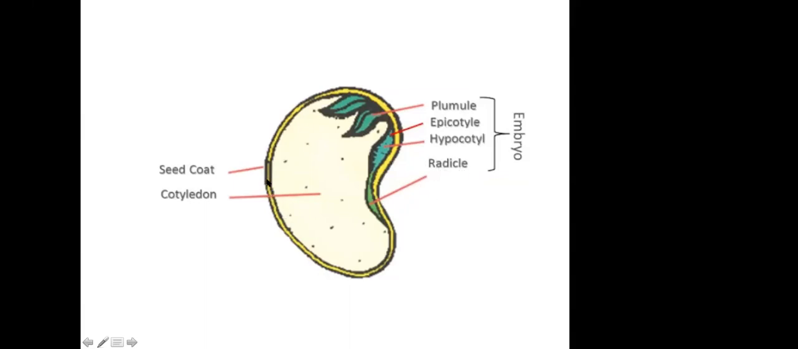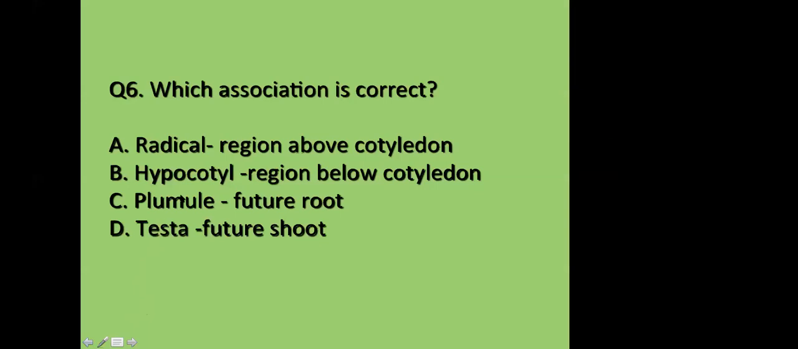Okay, and this seed coat, the outer layer of the seed which you can see, is called the testa. This is the testa, the outer covering of the seed, and the hypocotyl lies below the cotyledon and above the radicle. So the right answer for this question is option D.